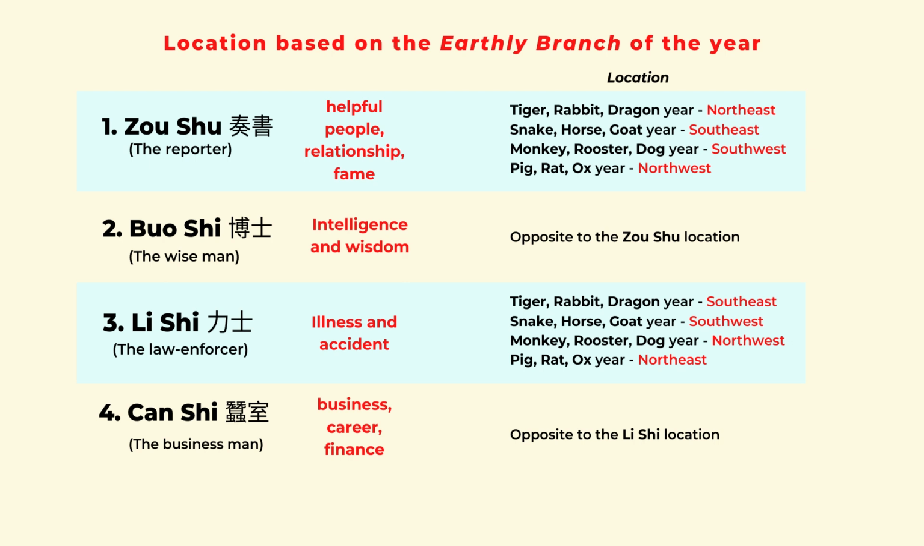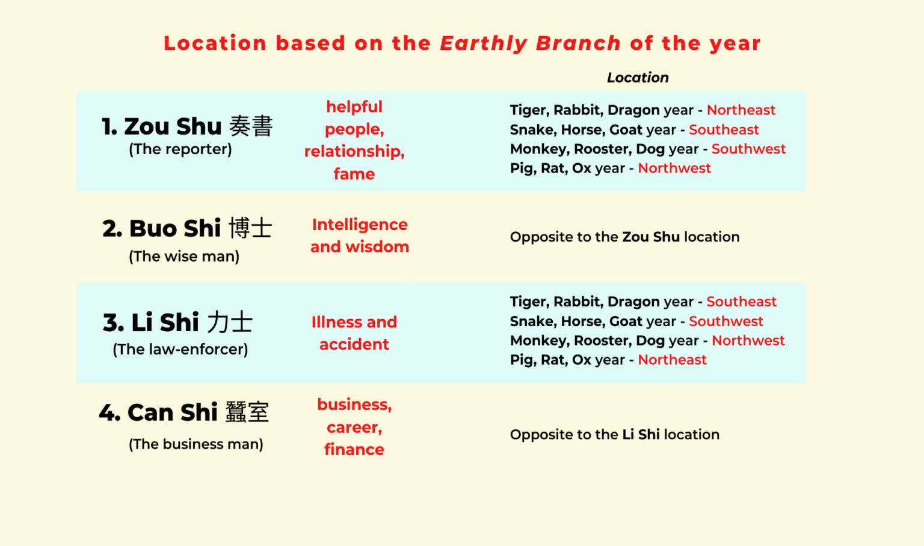And the 博士, the wise man, is always opposite to the corner of the 咒书, so that's easy to figure out. And 立士 is similar to the 咒书. Every 3 years, they stay in one location, and after that, they move to the next location for another 3 years. So if you look at this chart, for the red year, pig, rat, ox year, the 立士 goes to the northeast. And the next 3 years, tiger, rabbit, and dragon, it goes to southeast, and so forth and so on.